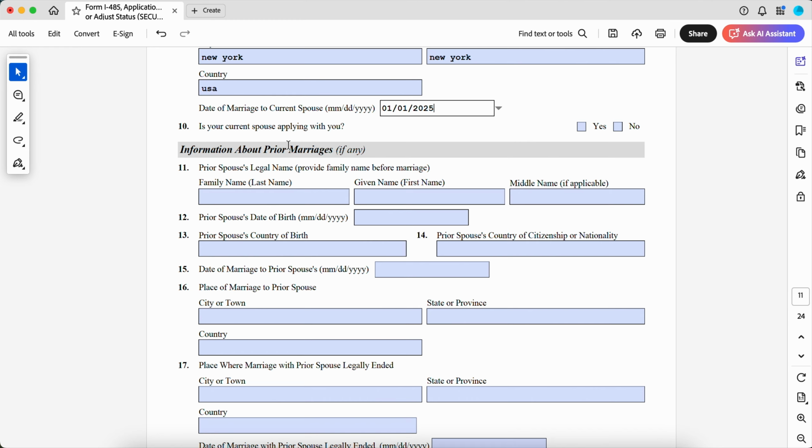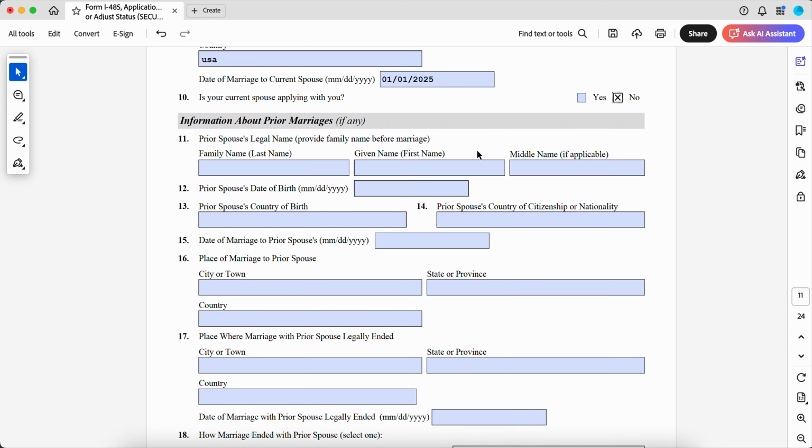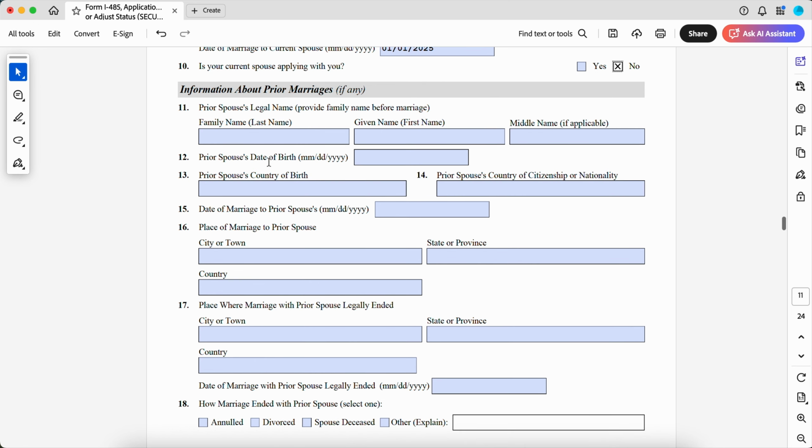Prior marriages. This is about your prior marriages, your prior legal spouses' names. You write them here. All the information about your prior spouses, you have to write them here. If it's your first marriage, you don't have to fill out this part. And you also have to write how your marriage ended with the prior spouse.